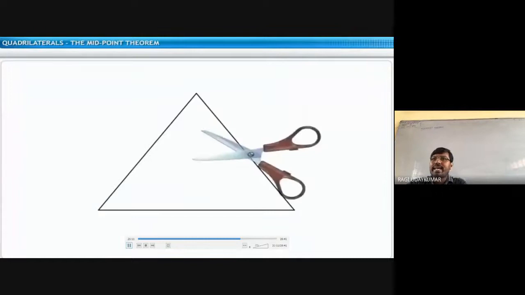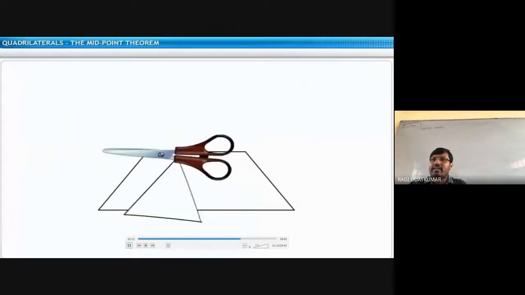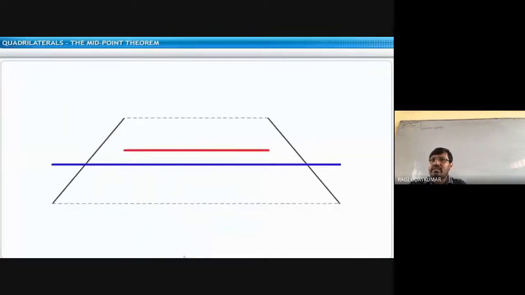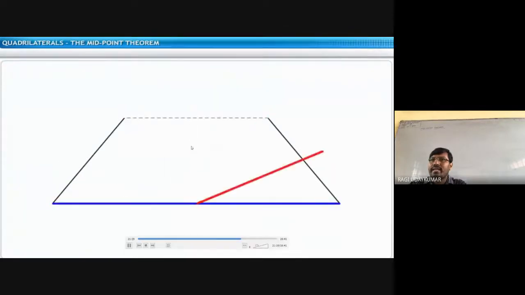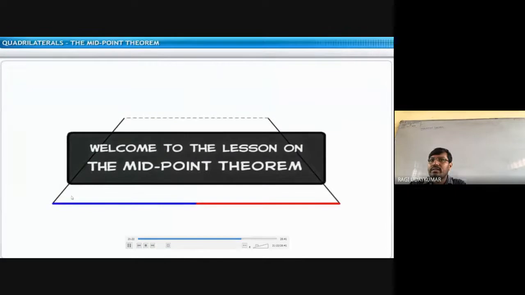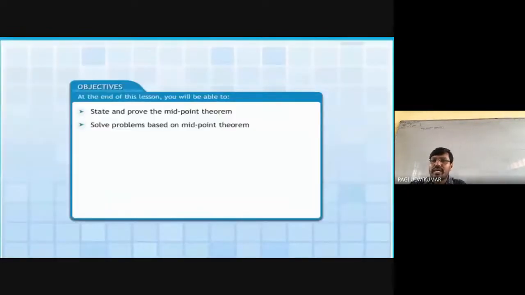So this is a triangle. If you cut the triangle by two sides taken, we are going to get a side that is double this side. That is only the midpoint theorem. So in this we are going to learn the statement and the proof of the midpoint theorem and solve the problems based on the midpoint theorem.